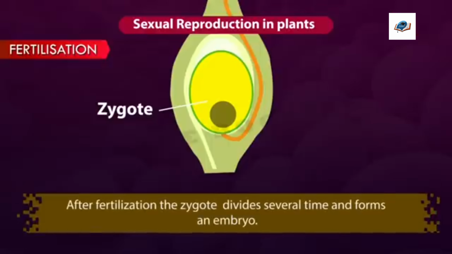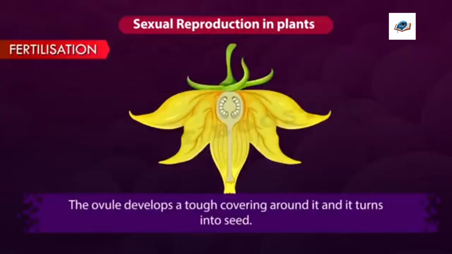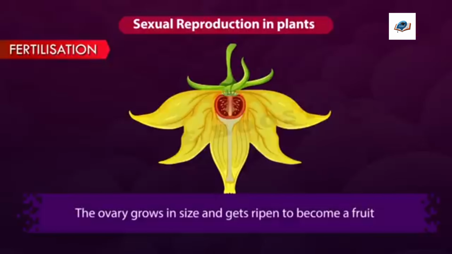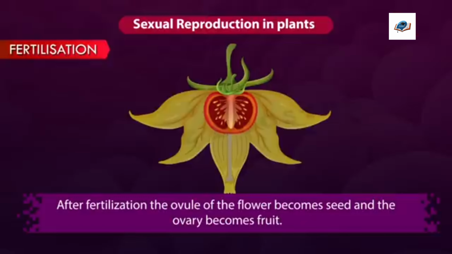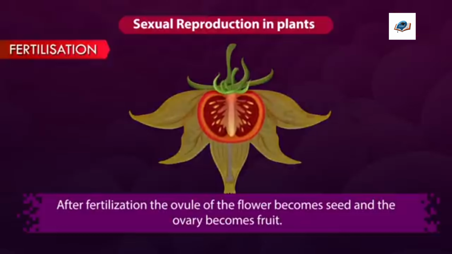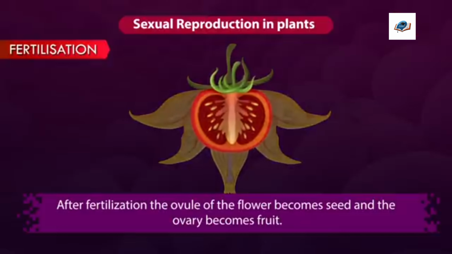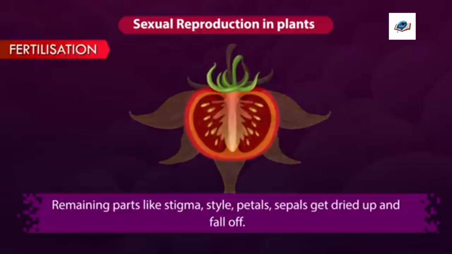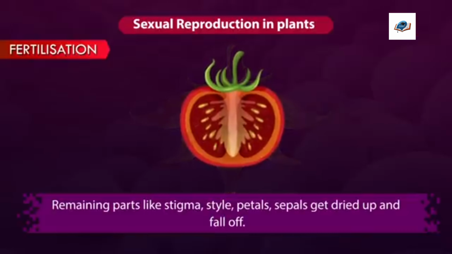After fertilization, the zygote divides several times and forms an embryo. The ovule develops a tough covering around it and it turns into seed. The ovary grows in size and gets ripened to become a fruit. That means after fertilization, the ovule of the flower becomes seed and the ovary becomes fruit. Remaining parts like stigma, style, petals, sepals get dried up and fall off.